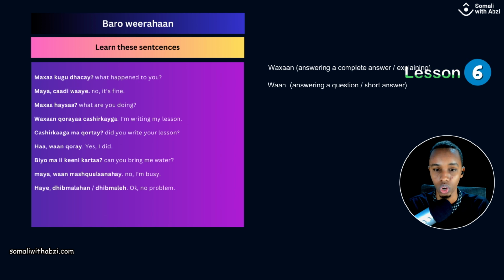What about if I say to you laptopkaaga ma isticmaalaysaa? Are you using your laptop? That question already mentions what you're doing, so you just need a short answer. Ha, or maybe waan isticmaalayaa. You don't need to explain what you're using since it's in the question. Yeah? So that's the difference between waxaan and waan.